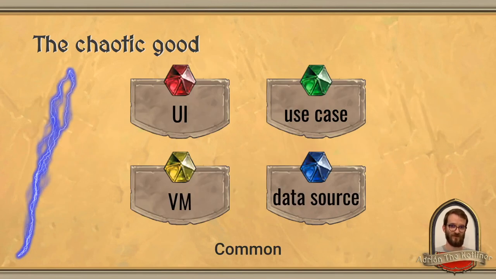And there is a very, very risky one. I call it chaotic good. It's when you implement everything in the common code. So it means you basically have nothing in the platform specific part. You could say that this is crazy, and how is it possible?